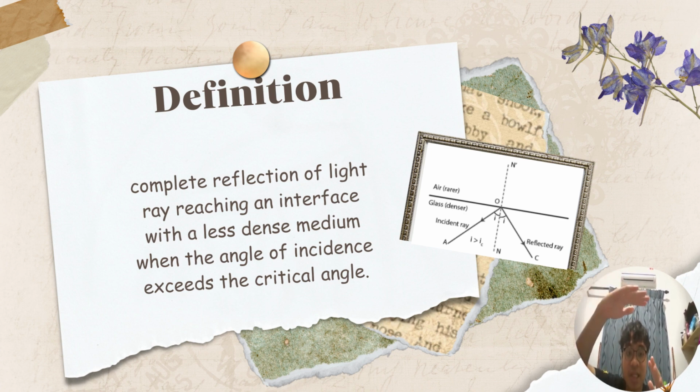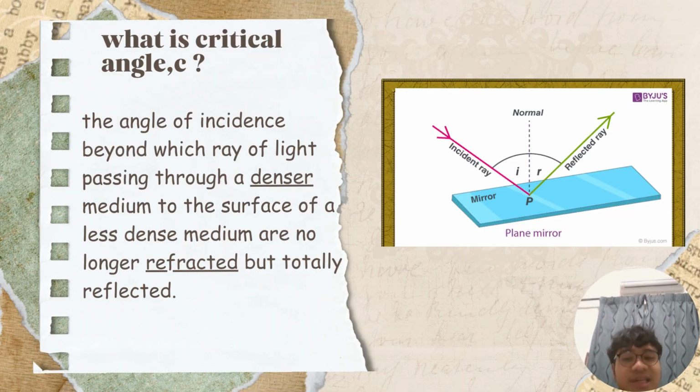lower optical density, bila dia exceed a certain angle to the normal, let's say the angle is 45, bila dia lebih daripada 45 tu, dia akan completely reflect. Light tu akan completely reflect macam dalam gambar ni, diagram ni. So dia akan jadi macam cermin lah. Something like that. So what exactly is critical angle?